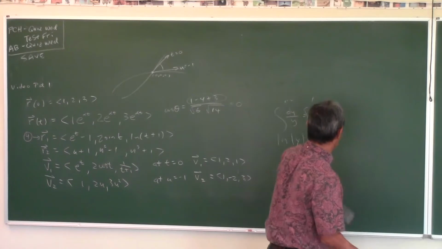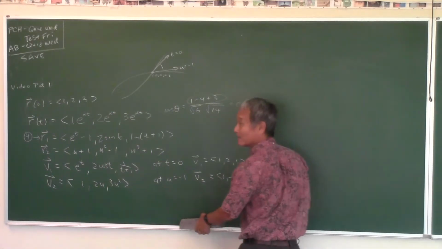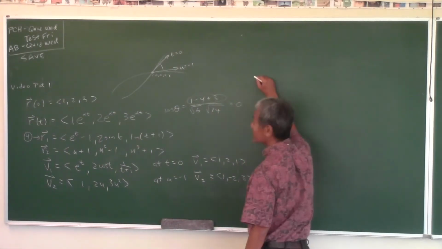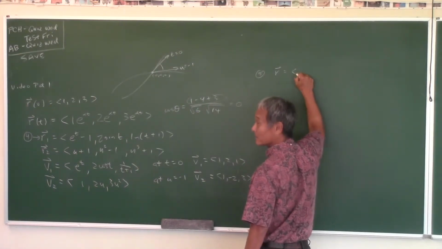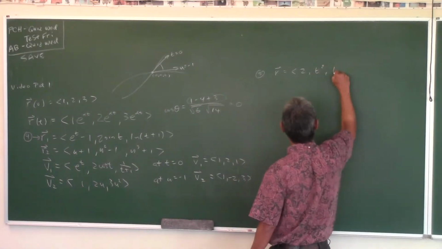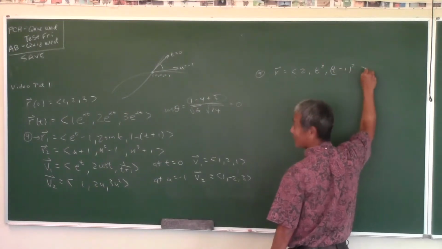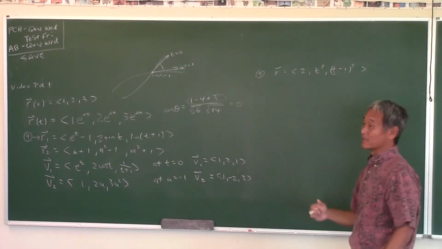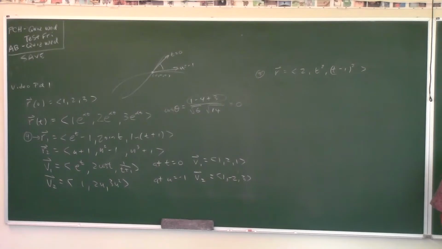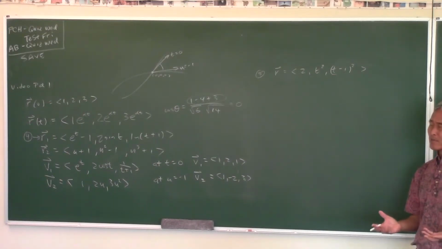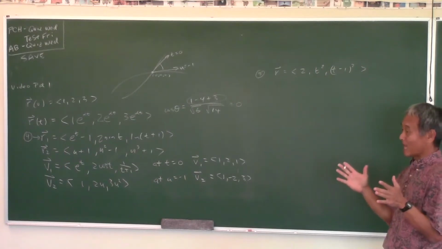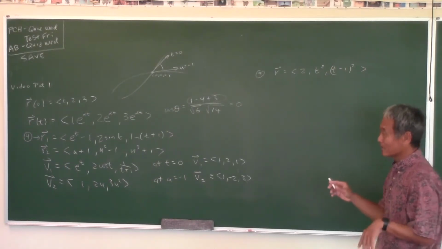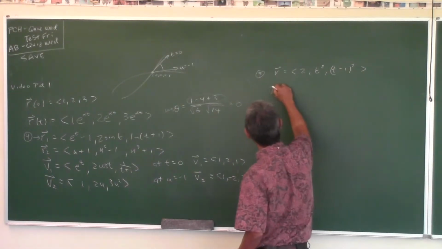And finally, the last problem. A particle traces out a curve. Here's the position vector, 2 t squared, t minus 1 quantity squared. At what time is the speed a minimum? So how do you figure out speed? What is speed, by the way? The absolute value of velocity, right? The magnitude of the velocity vector. So we need to find the velocity vector.